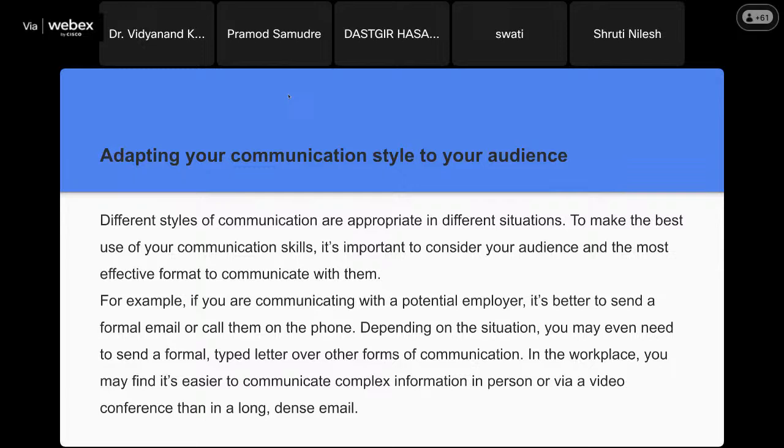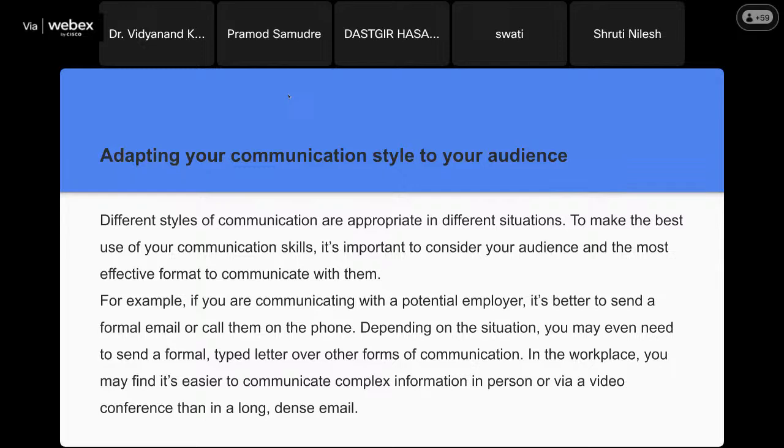For the best use of communication skills, it is important to consider your audience and the most effective format to communicate with them. For example, if you're working on a team presentation, you will be using different slides and a presentation style. But when you go on the field, your form of communication has to change. You can't behave like a manager in the field the way you behave in the office, because that will not develop a bond with your grassroots people or the customers at the ground level. So adapting your communication style to your audience is very important in this role.